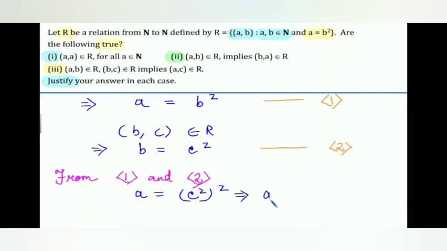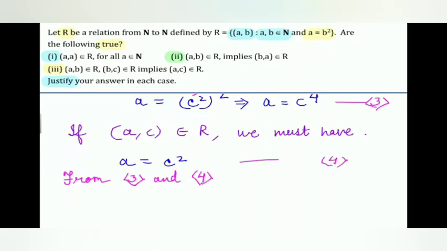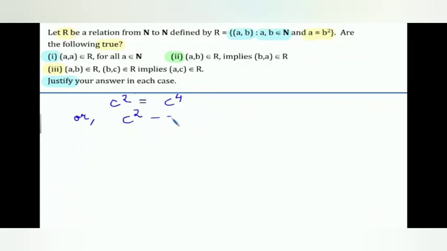So A is equal to C square square, so A is equal to C raised to 4. If A, C belongs to R, we must have A is equal to C square, equation number 4. From equation 3 and 4, you can realize that equation 3 said that A is equal to C raised to 4, and you have to prove A is equal to C square. Now put equation 3 in equation 4. C square is equal to C raised to 4.